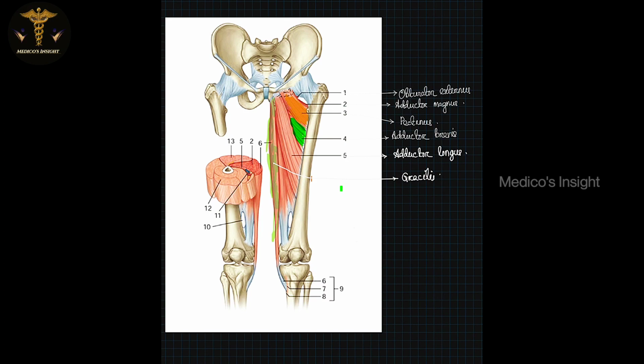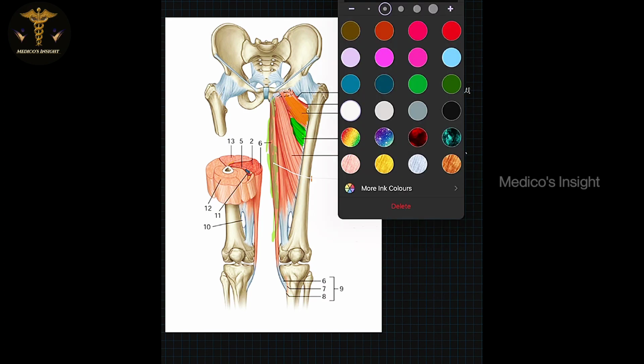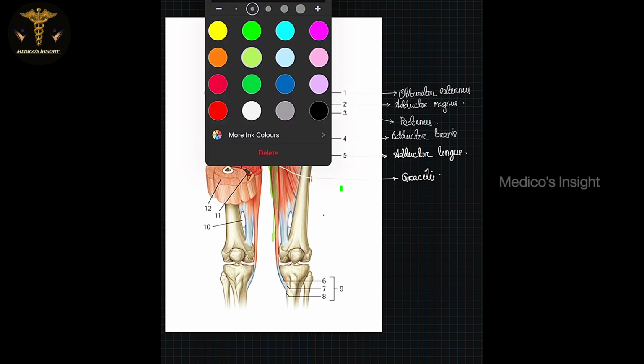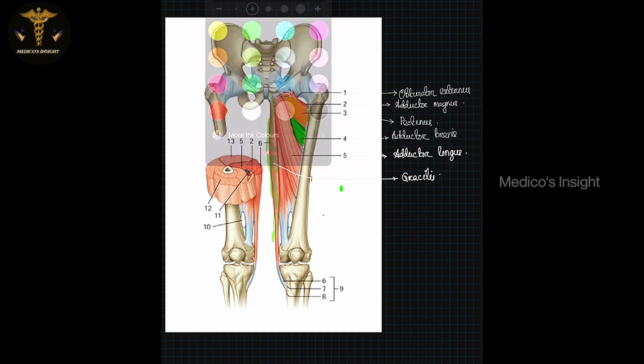Here you see, as I mentioned, if we cut the pectineus muscle, this one is adductor magnus. This one is adductor magnus.